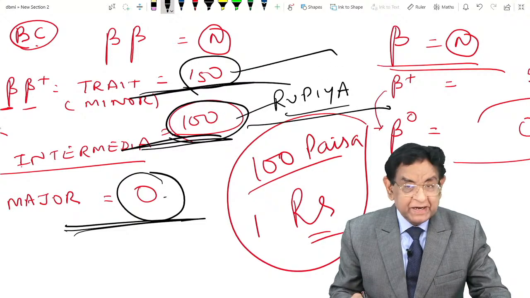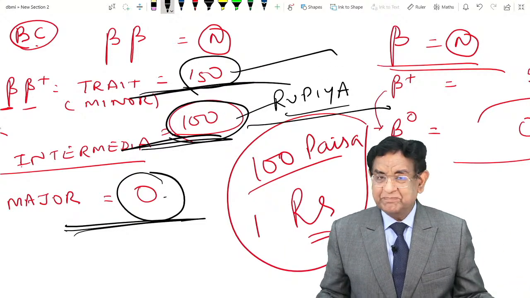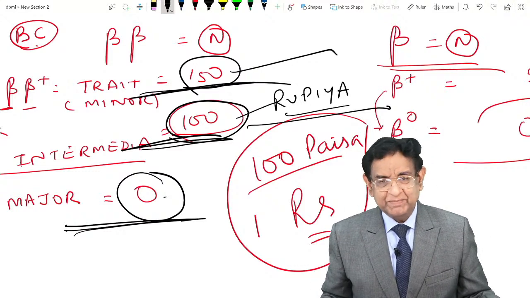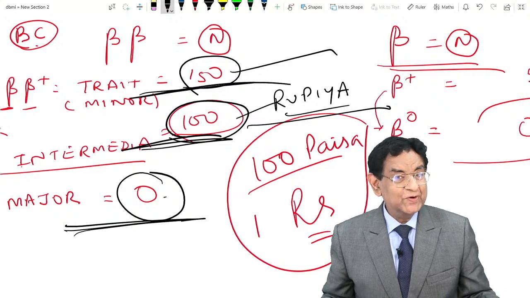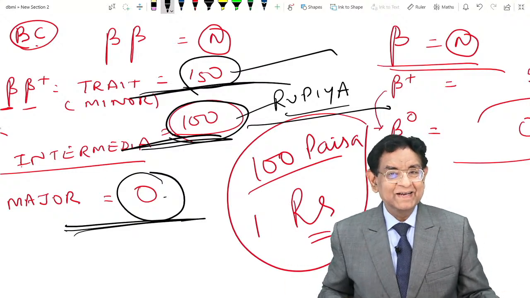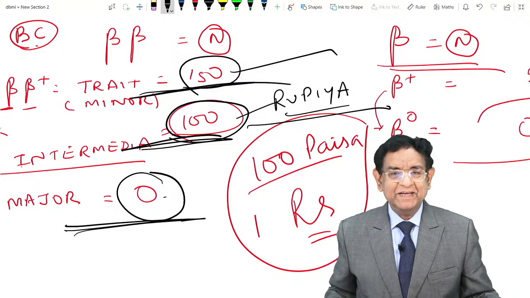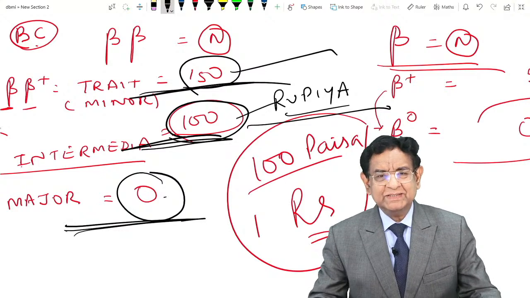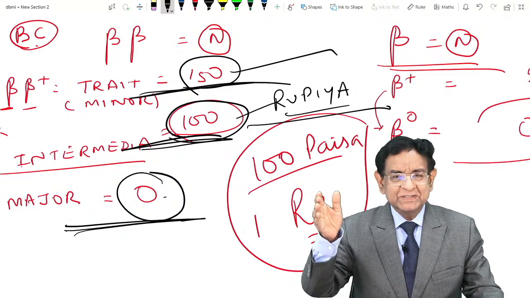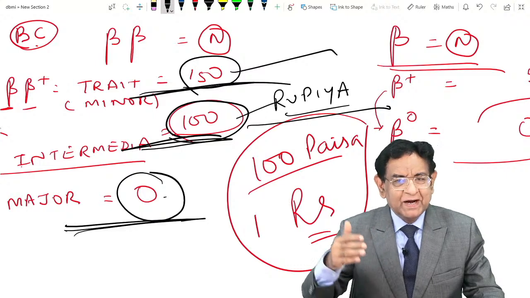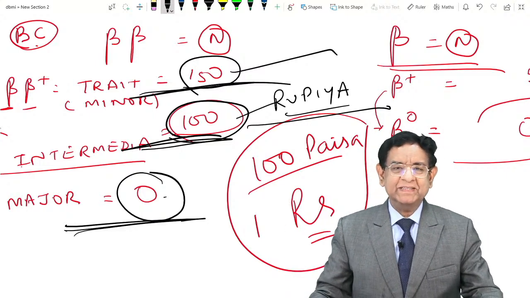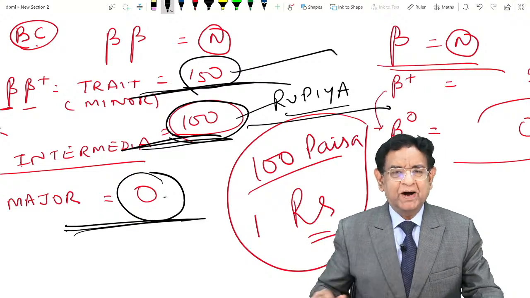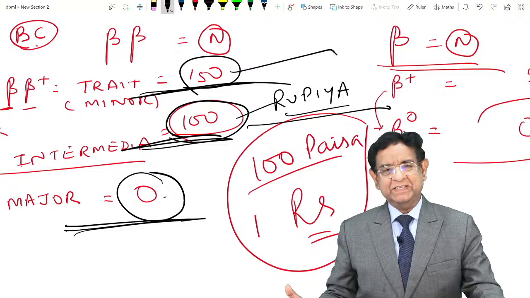0 rupiah, dead rupiah, is beta thalassemia. Now I want you to sing the song with me, behind me. 0 rupiah, dead rupiah, is beta thalassemia. So entire thalassemia, you can sing a song like this. Zero rupaya, dead rupaya is beta thalassemia. Silent trait H bar is alpha thalassemia.